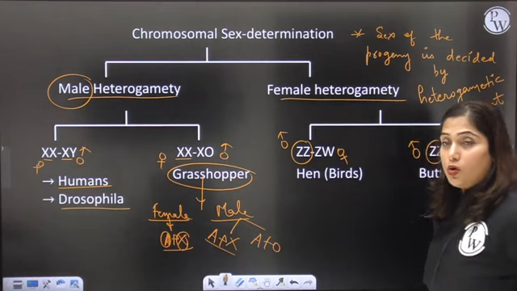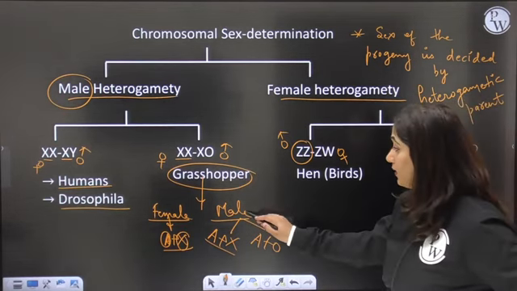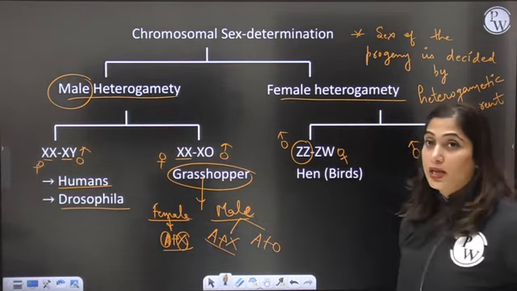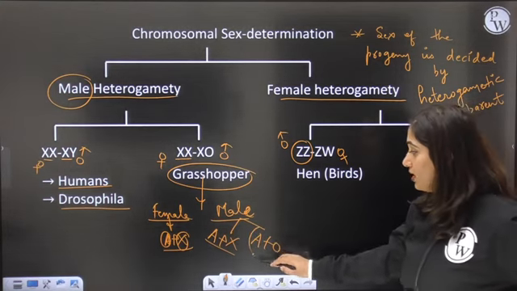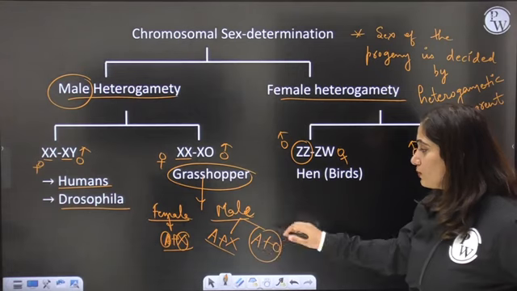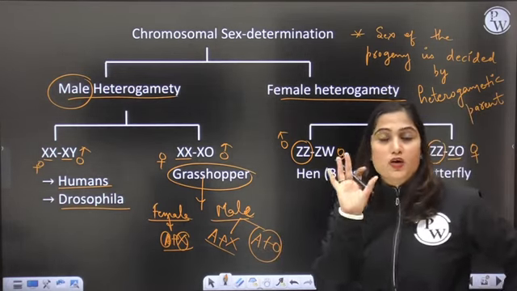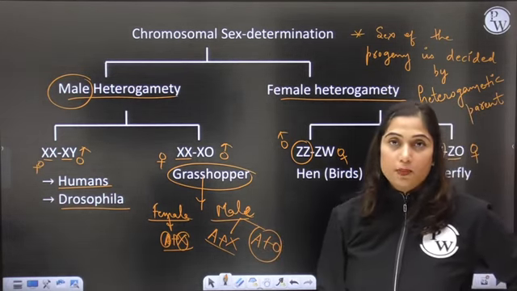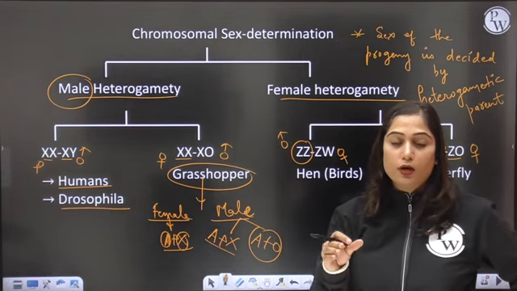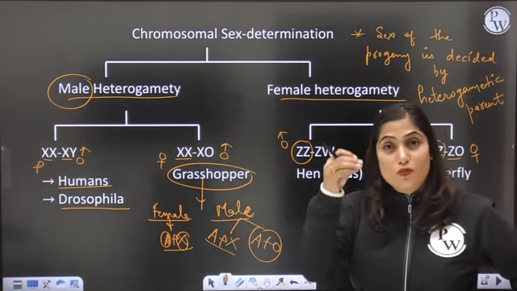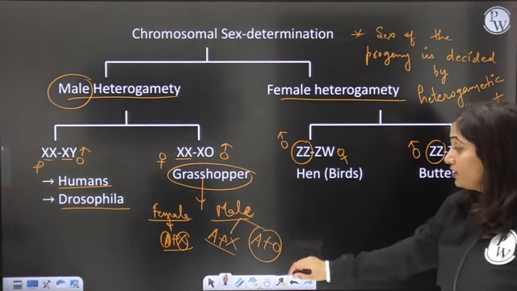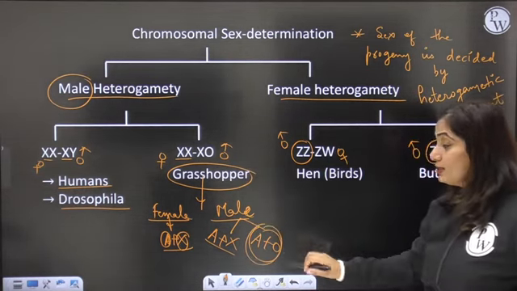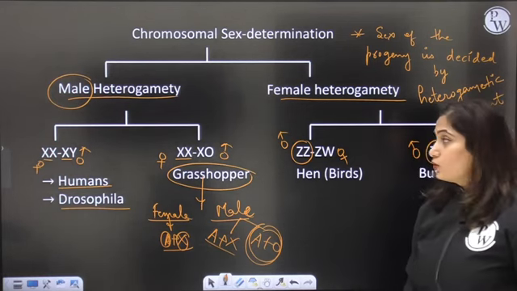right? So a question can be asked: in which organism is it possible that one of the gametes, or one of the sperms, is devoid of sex chromosome? That means in one of the gametes, the sex chromosome will not be there. That would be the case of grasshopper. Here you can see 50% of the males do not have the sex chromosome.